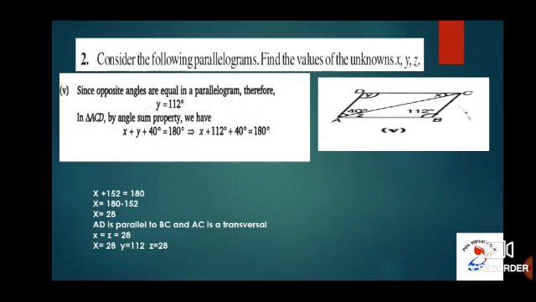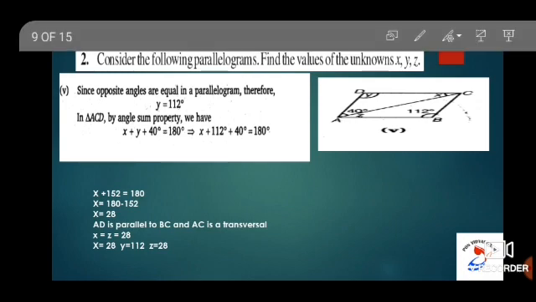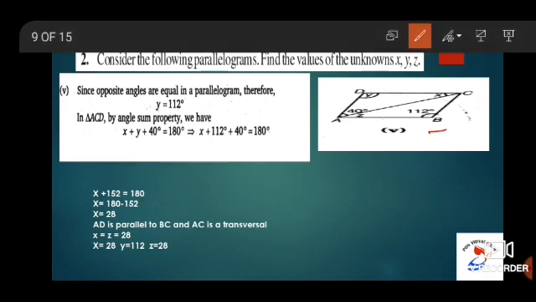Now it is question number 5 of problem number 2, that is subdivision 5. Here it is a parallelogram. We have to find the unknown values of x, y and z. Let us discuss the solution. The value for B is 112. So, angle B and angle D are equal. That is, y is equal to 112 degrees, because opposite angles in a parallelogram are equal. So, the value for y is equal to 112 degrees.